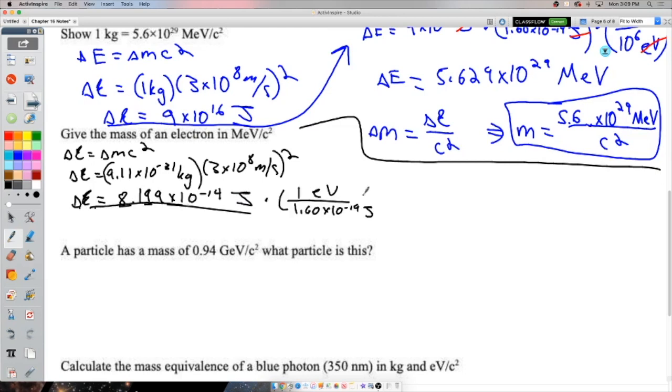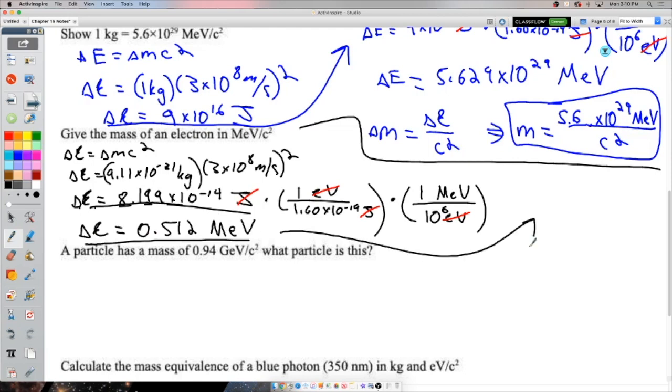So we'll do 1 electron volt is the same as that many joules, and 1 mega electron volt is the same as this many electron volts. Make sure they cancel out correctly and that you haven't mixed up your ratios. Whoops, 10 to the 6. And there we go. We're left with mega electron volts, and that's what we wanted.